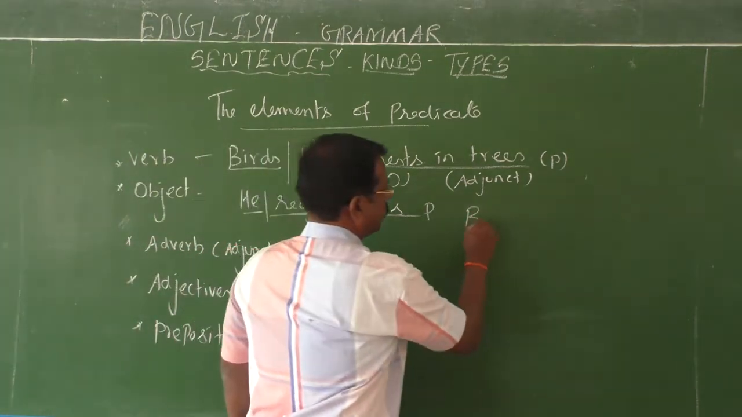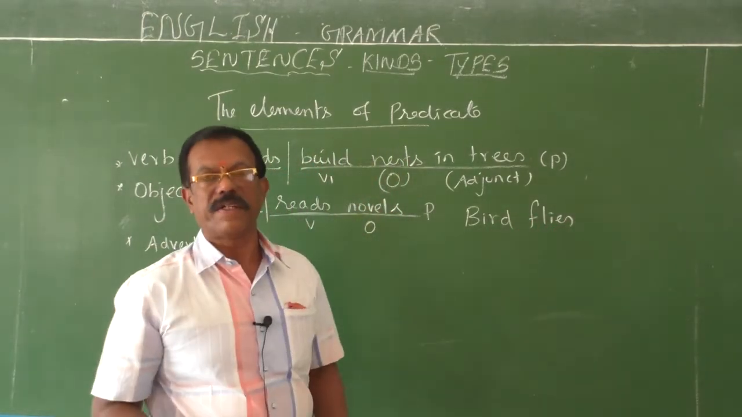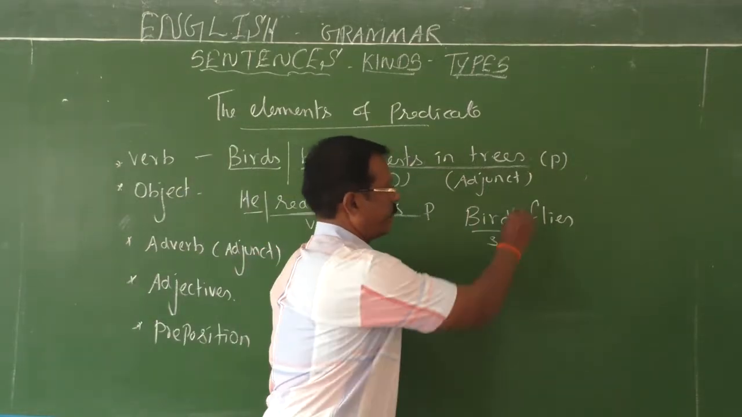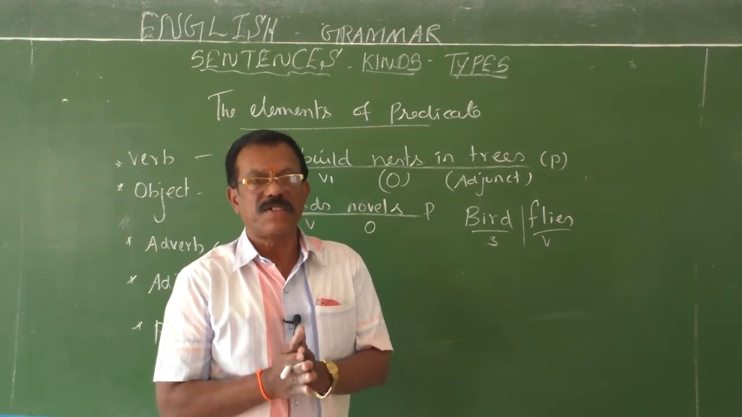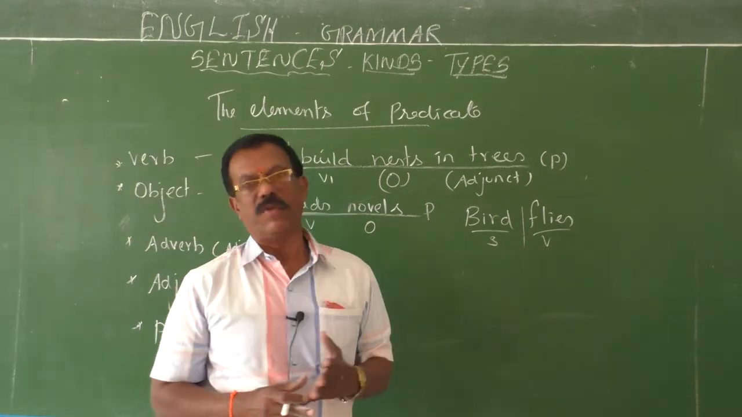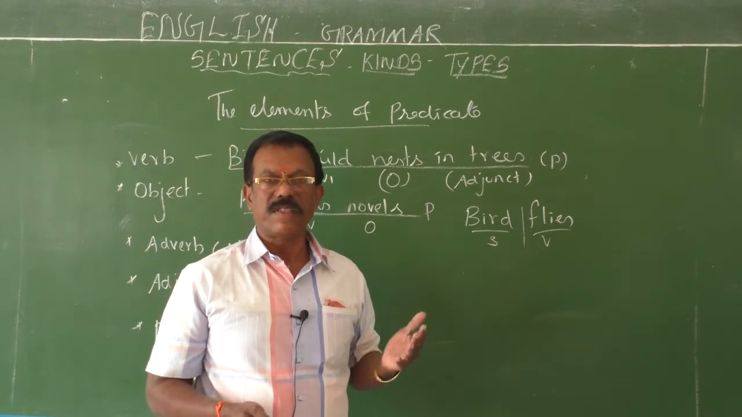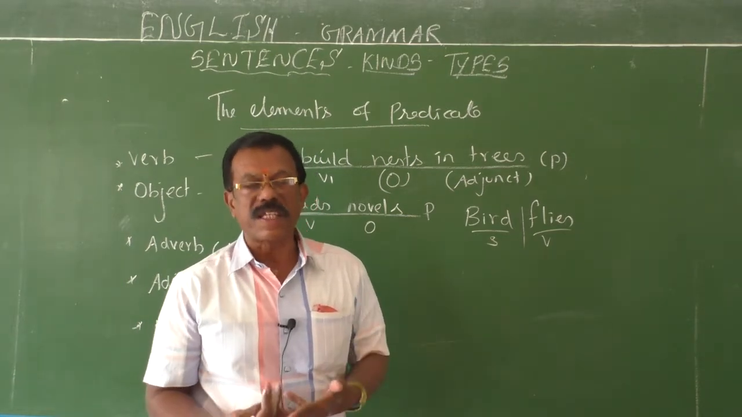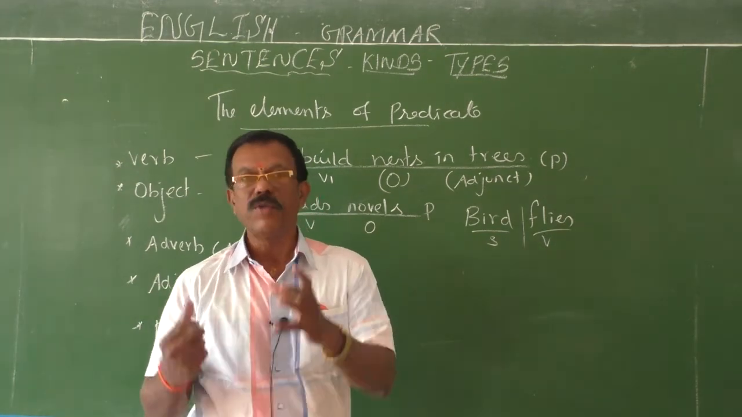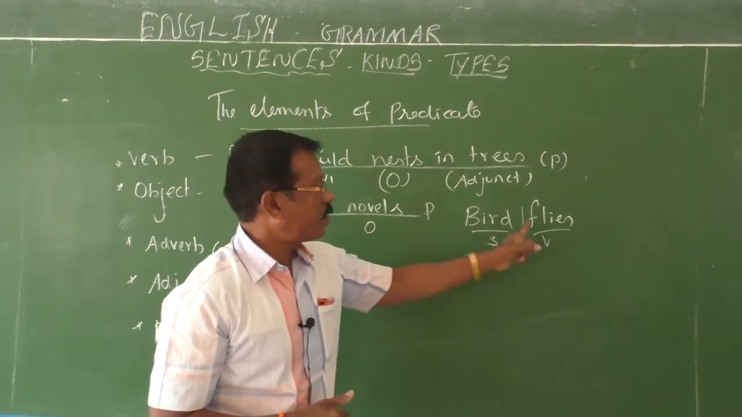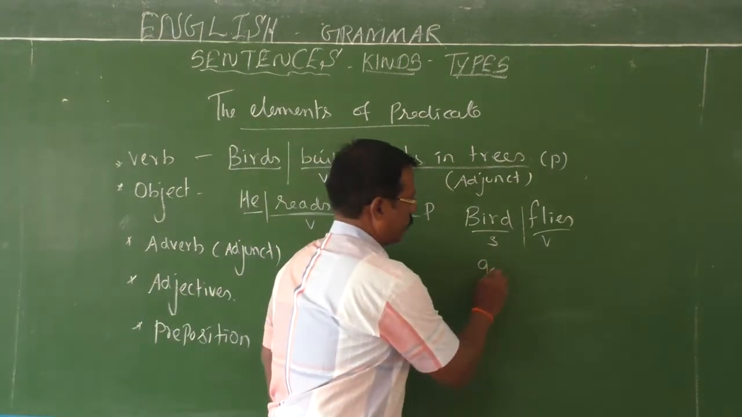For example, bird flies. This is a complete sentence. It's a statement. Bird, subject, flies, verb. So, a sentence may consist of subject and verb alone. So, the object, adjunct, adjectives, they are all optional elements. We use such elements in a sentence to give more information. For that purpose only, we use all such elements. Okay, fine. But the most important element of a predicate part is verb. Without verb, we cannot imagine.